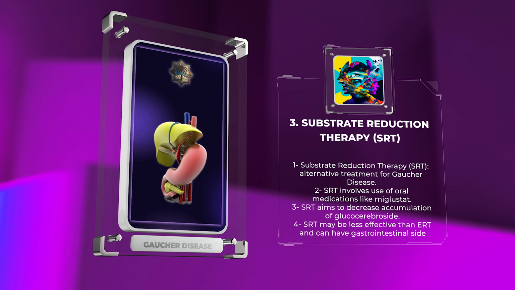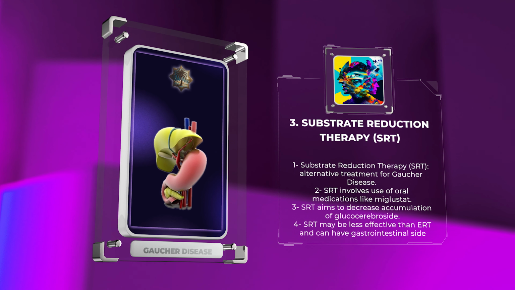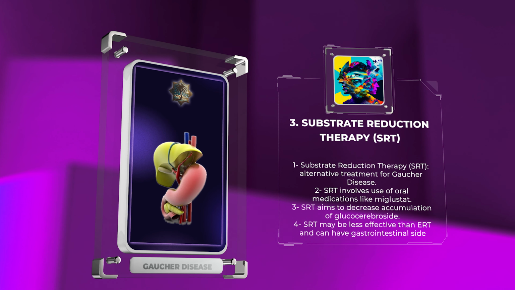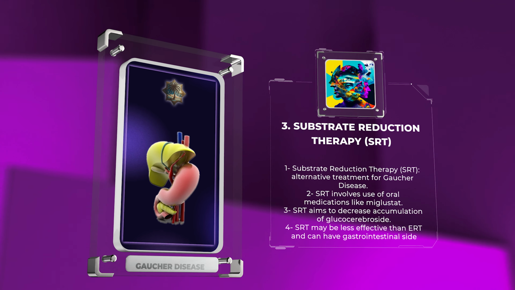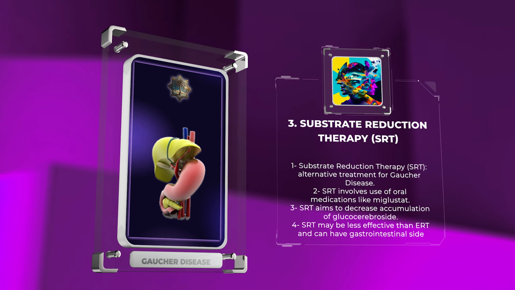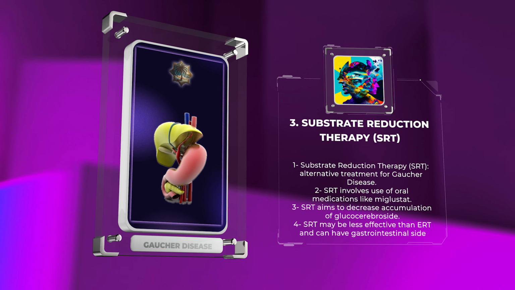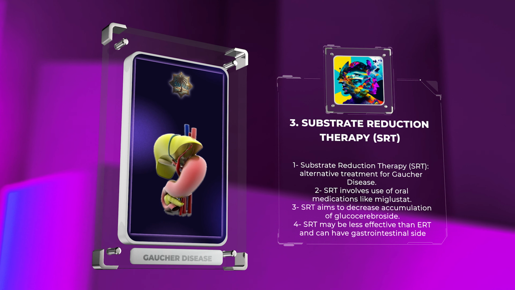SRT involves the use of oral medications, such as miglustat, which inhibits the synthesis of glucocerebroside. By reducing the substrate load, SRT aims to decrease the accumulation of glucocerebroside. However, SRT is generally less effective than ERT and may have gastrointestinal side effects.